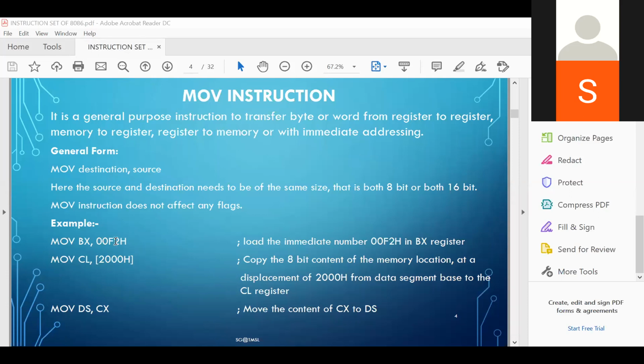This is 16 bit data, this is 16 bit memory location. Within this 16 bit memory location there is a data which is 8 bit in size. That data should be moved to CL. Now CL is your 8 bit register and data is 8 bit, so 8 bit content will be loaded inside 8 bit register. Is it clear? Yes sir.